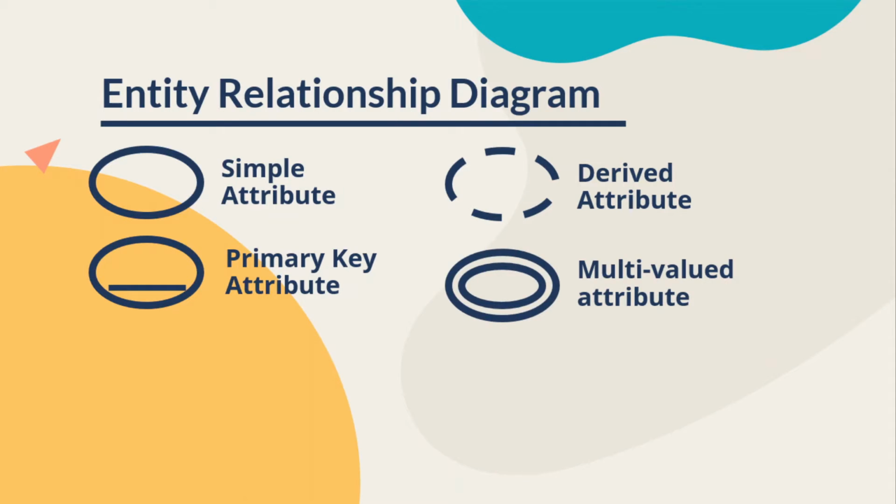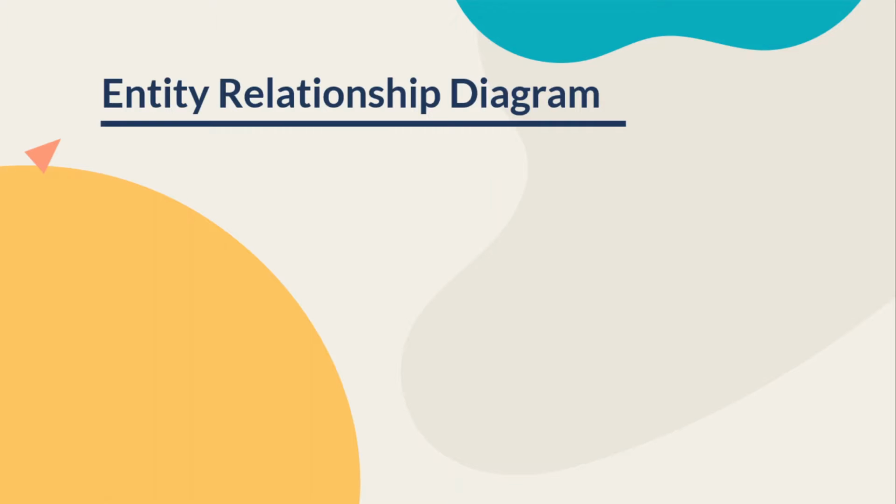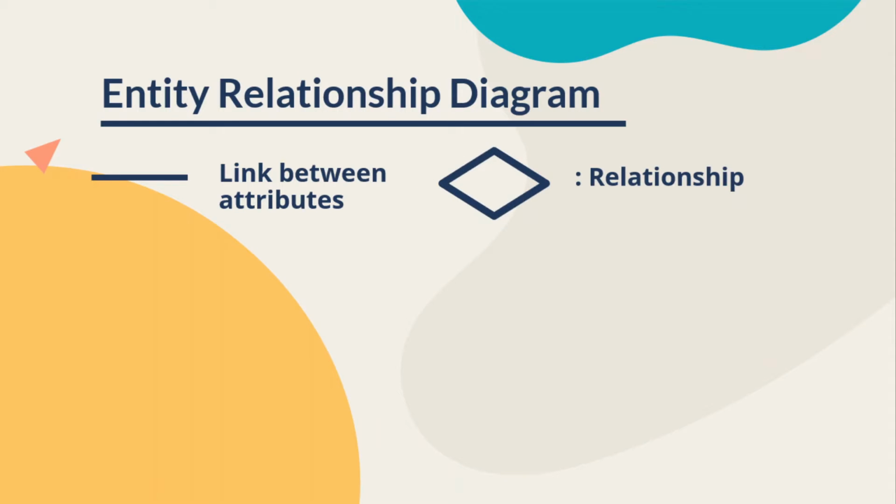Then the double ellipse represents the multi-valued attribute, which is an attribute that can have more than one value. For example, a student can have several hobbies, or a student can have several phone numbers. The last one is a composite attribute, which is an attribute that can be divided into smaller attributes. For example, the name attribute can be divided into first name, middle name, and last name. The next symbol is a line that represents the link between the attributes of an entity. And then the diamond represents the relationship between two entities.